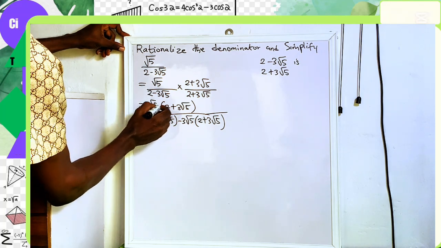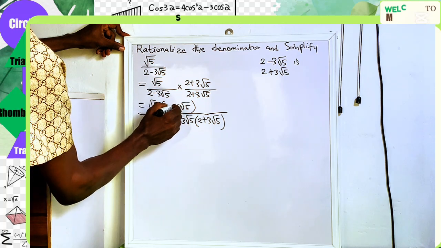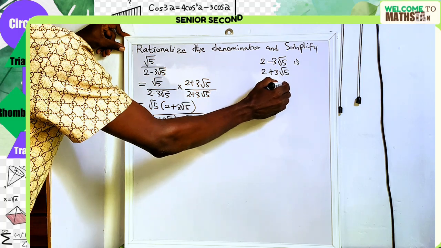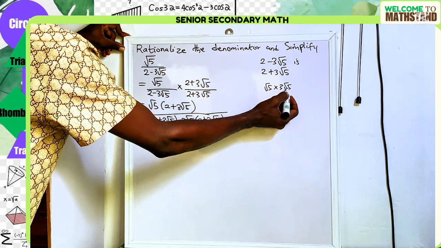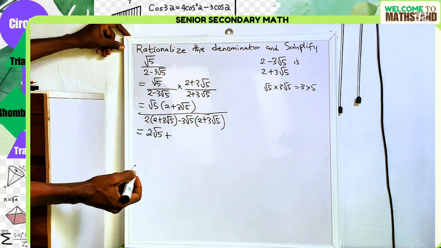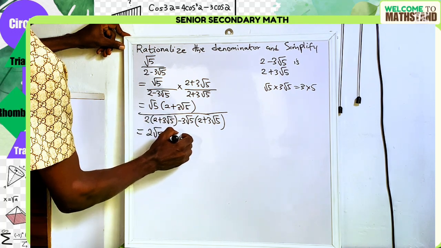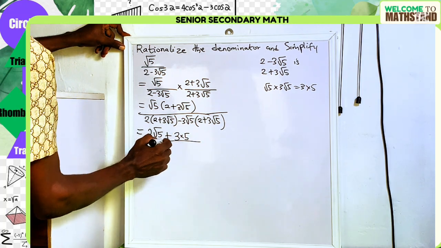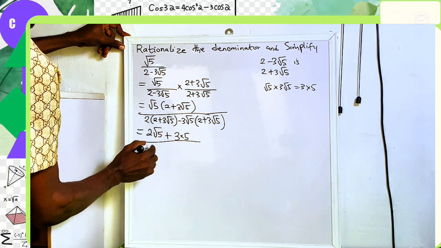Now, √5 times 2, we have 2√5, then √5 times plus 3√5. Remember, √5 is the conjugate of √5, so when √5 multiplies √5, that's going to be 5. So that means you have 3 times 5, which is 15. Over the denominator, we have 2 times 2, which is 4.